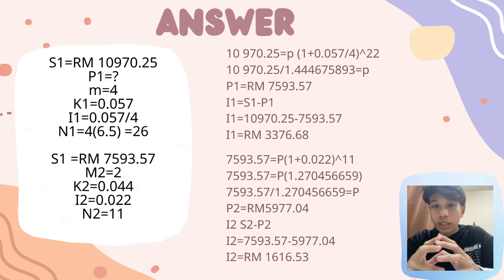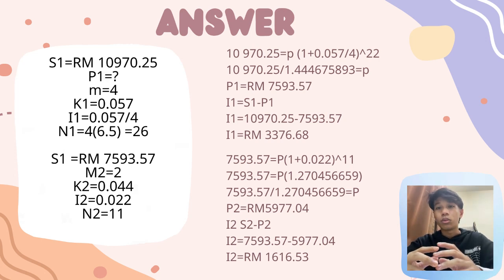Firstly, we need to find the principal and keyword. Future value equals RM10,970.25. Frequency is 4 and nominal rate is 0.047. Interest is 0.047 divided by 4, and the last one is n equal to 26. After that, we just use the compound amount formula, and then we will get the principal, which is RM7,593.57.